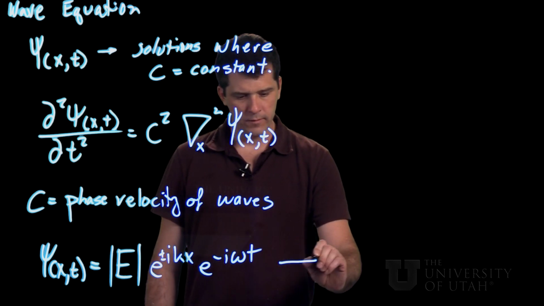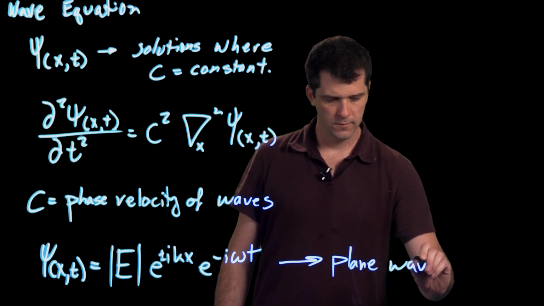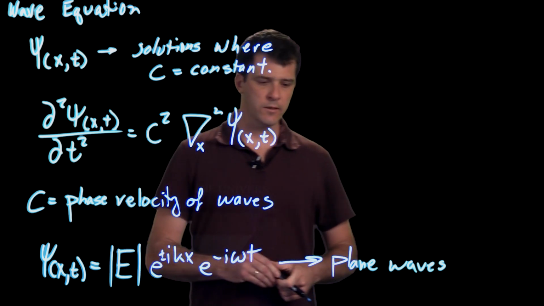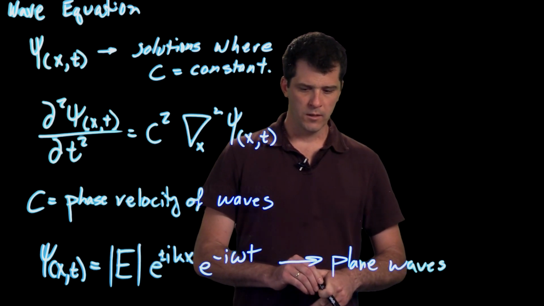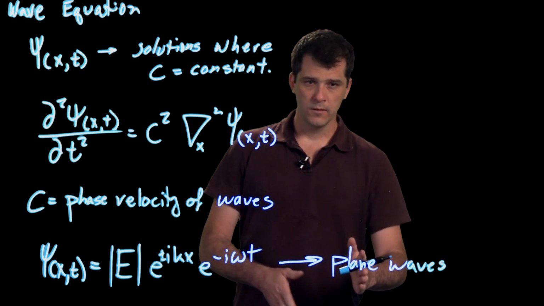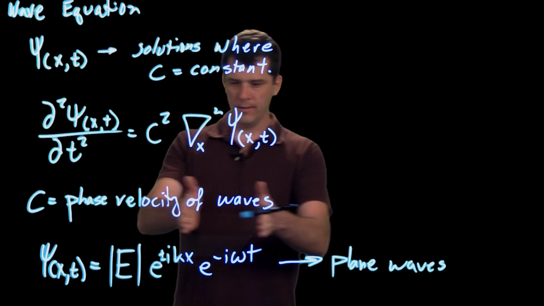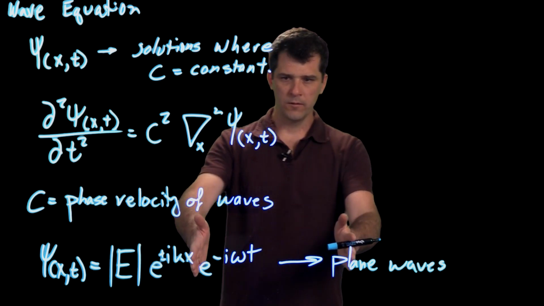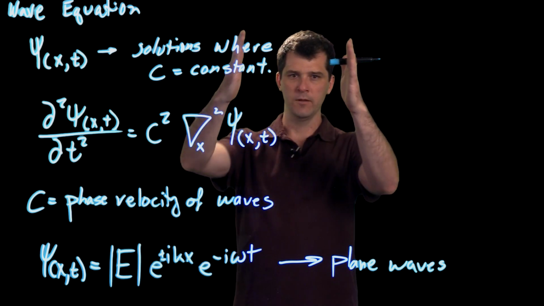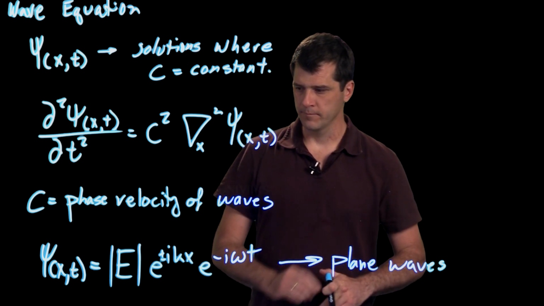So we call these types of solutions plane waves because we're talking about one dimension, and so the form of the waves is such that the phase fronts move to the left or to the right and are completely the same within a plane perpendicular to the direction of propagation.